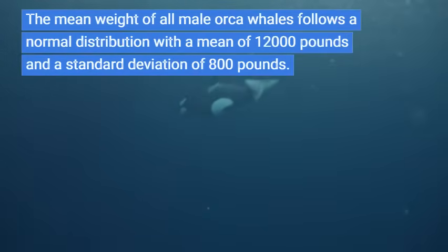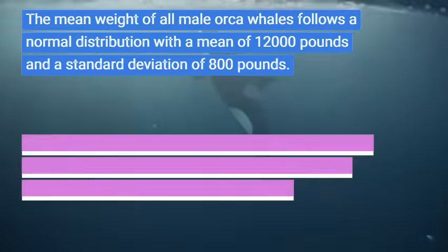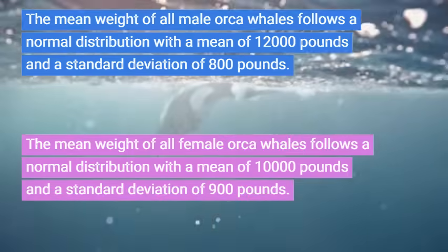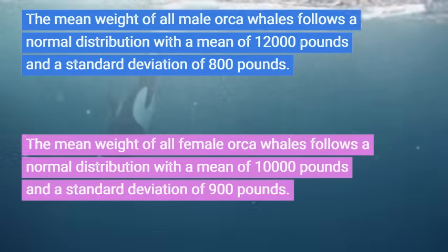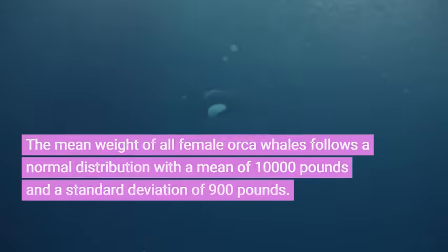Now, we start by being told that the mean weight of male orca whales follows a normal distribution with a mean of 12,000 pounds and a standard deviation of 800 pounds, and female orca whales also follow a normal distribution with a mean weight of 10,000 pounds and a standard deviation of 900 pounds.